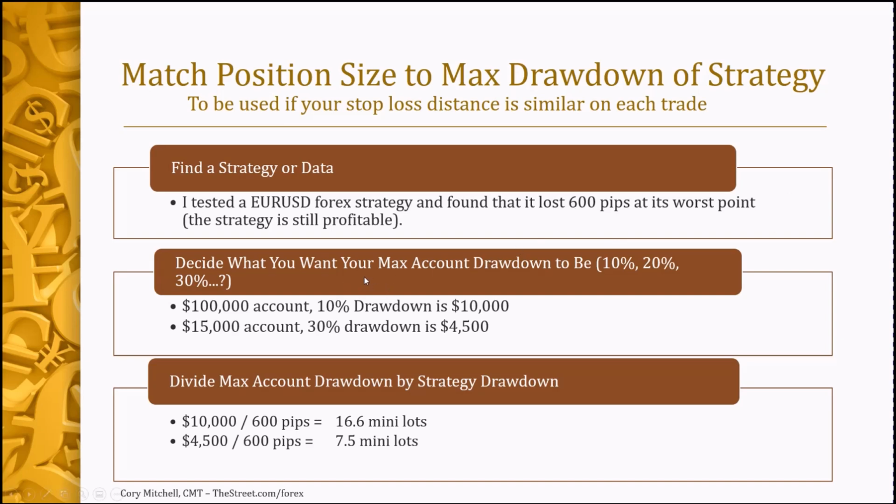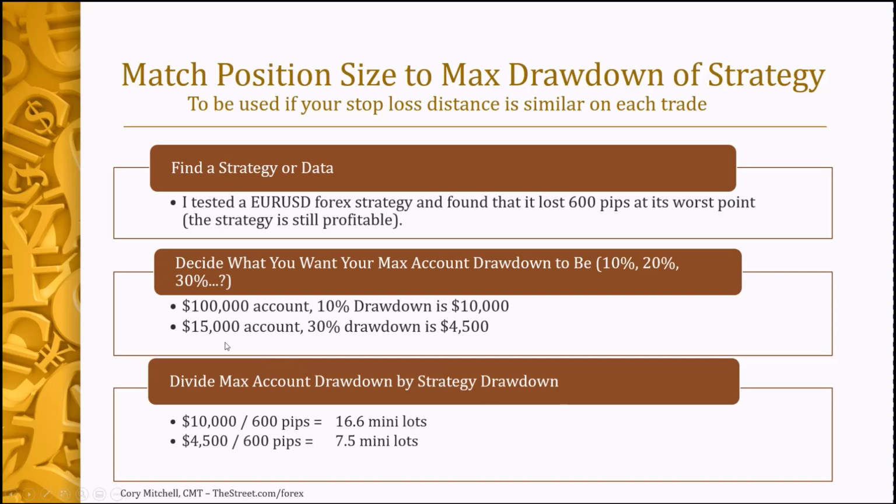Once you know what your maximum drawdown is, or what the worst drawdown has been, you're going to decide what percent of your account you're willing to see eroded by that maximum drawdown. So you get to decide what that 600 pips is worth. Is it worth 10% of your account? Is it worth 30% of your account? If you have a $100,000 account and say, I'm only comfortable with a 10% drawdown, that means you're willing to lose $10,000. Then you divide that by the maximum drawdown. So $10,000 divided by 600 pips, you can trade 16.6 mini lots.